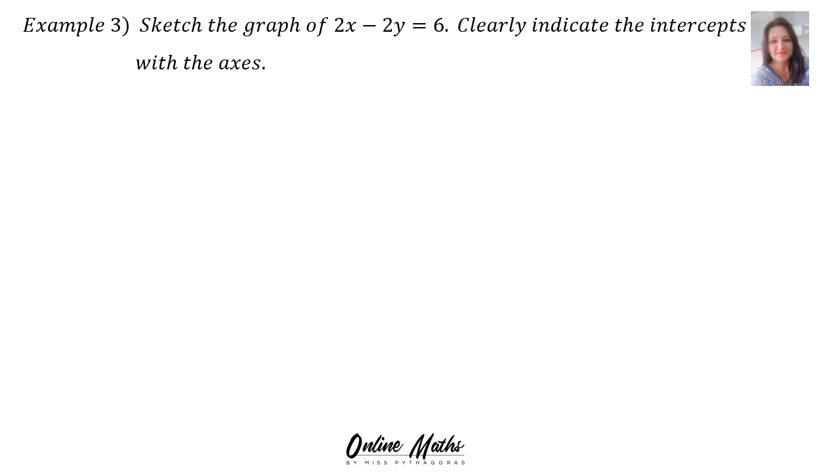Example 3. Sketch the graph of 2x minus 2y is equal to 6. Clearly indicate the intercepts with the axes. Now you will say, what is going on here? Now this line is not in standard form. And standard form means we will rewrite it in the form y is equal to mx plus c.